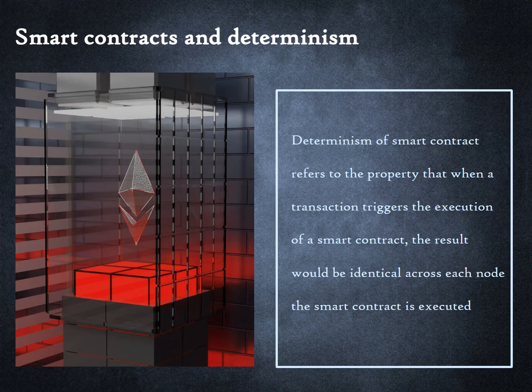Before delving into oracles, let us take a minute to understand the determinism property of blockchain smart contracts. Determinism of smart contract refers to the property that when a transaction triggers the execution of a smart contract, the result would be identical across each node the smart contract is executed.